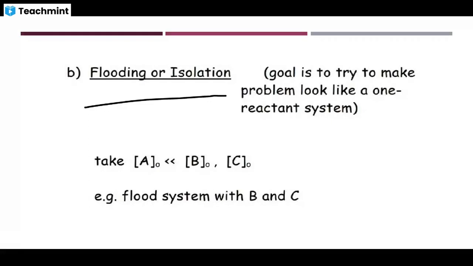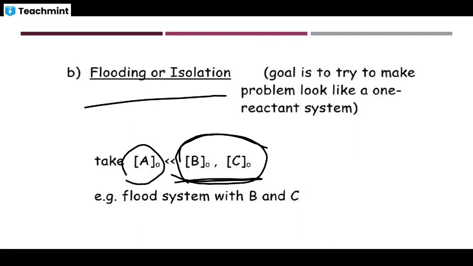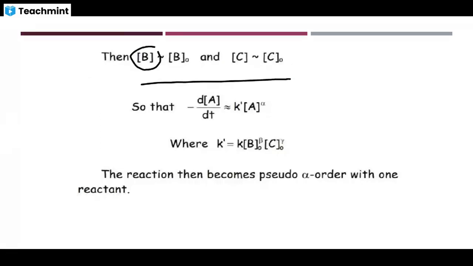Flooding or isolation: the goal is to make the problem look like a one reactant system. Flooding means making the concentration of B and C much greater than A naught. The concentration of B and C does not change very much because it is huge, more than needed for the reaction. So C is approximately equal to C naught.